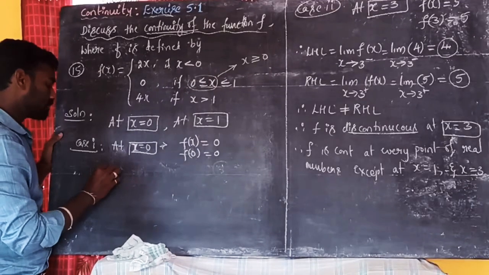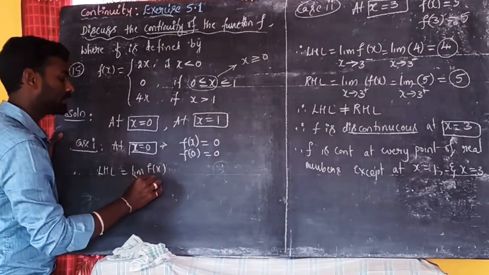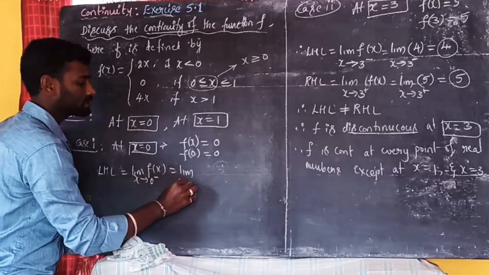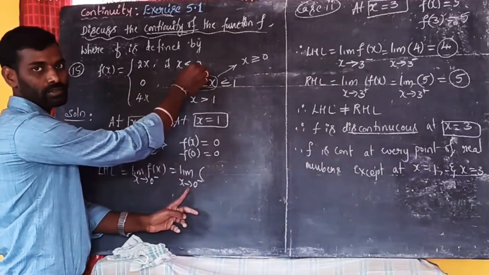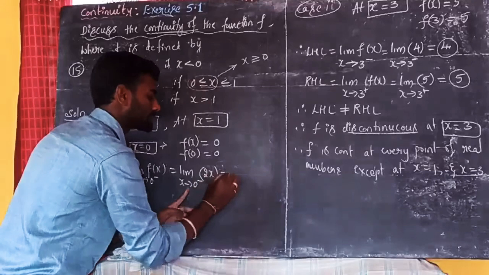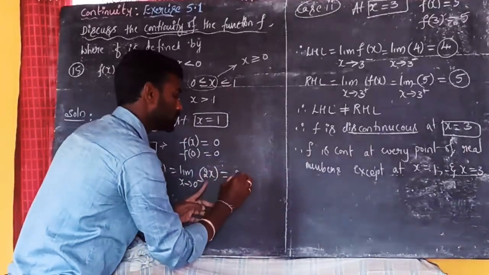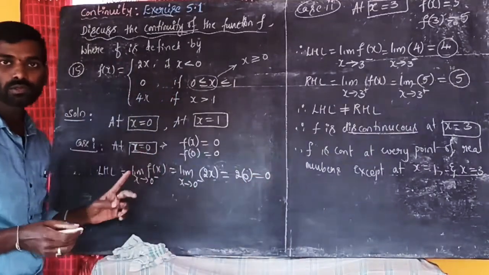So use the left hand limit. LHL is equal to the limit of f of x as x tends to 0 minus. That means we take the function which is for x less than 0, which is 2x. So that is equal to 2 into the limit as x tends to 0, which is 2 into 0, equal to 0.